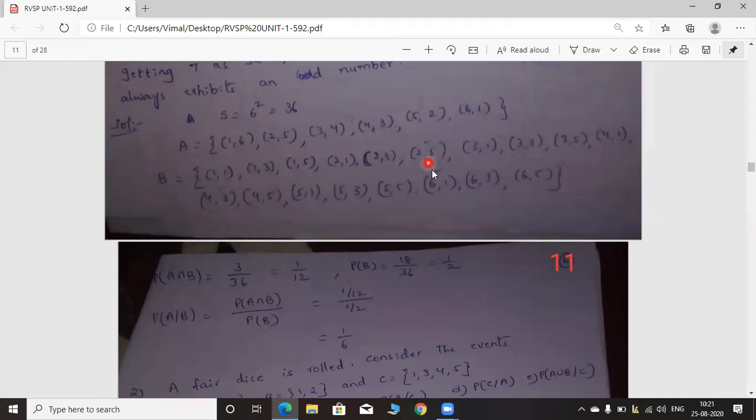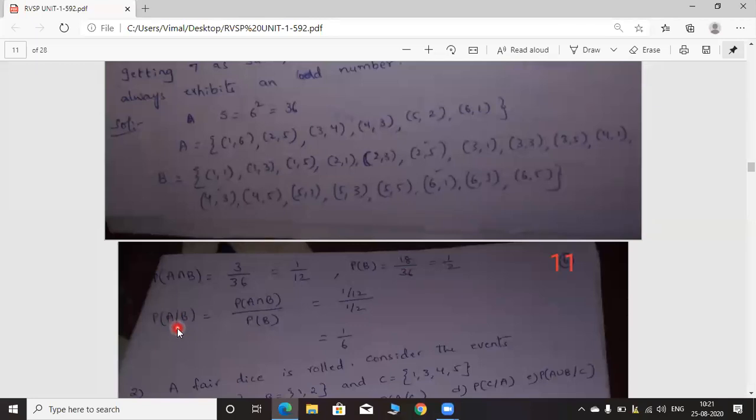Okay, so here we have got 3 combinations in common for both events A and B out of 36 possible outcomes. So probability of A intersection B can be written as 3 by 36. You will get 1 by 12. What is the probability of B? We have 18 outcomes in event B out of a total of 36 outcomes. So you have to write 18 by 36, which is equal to 1 by 2.